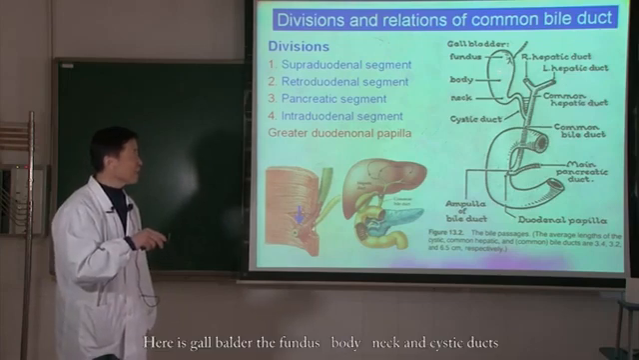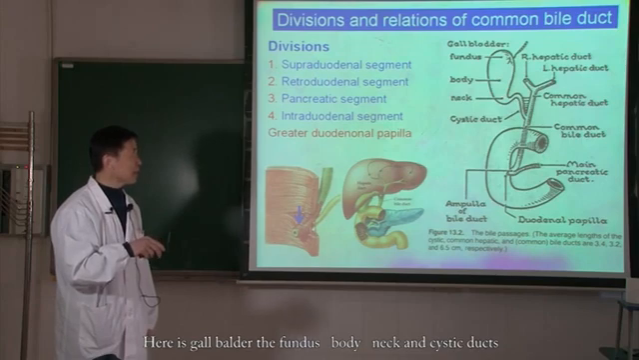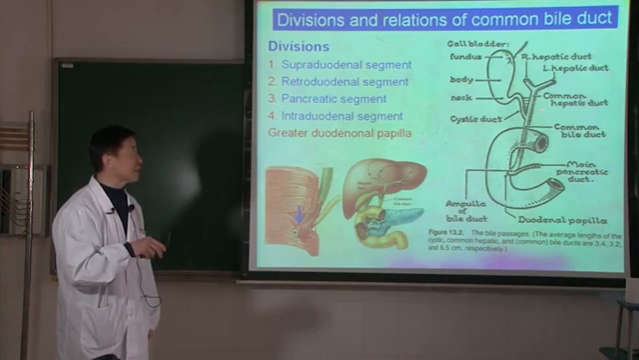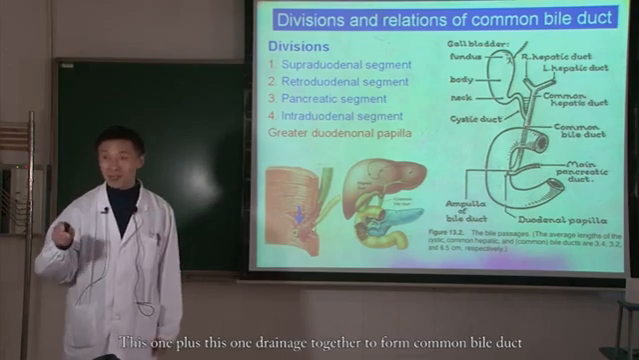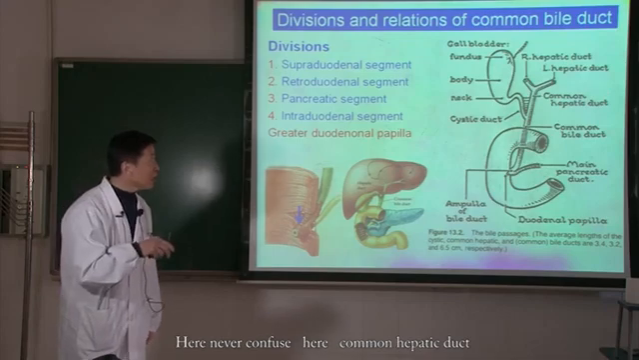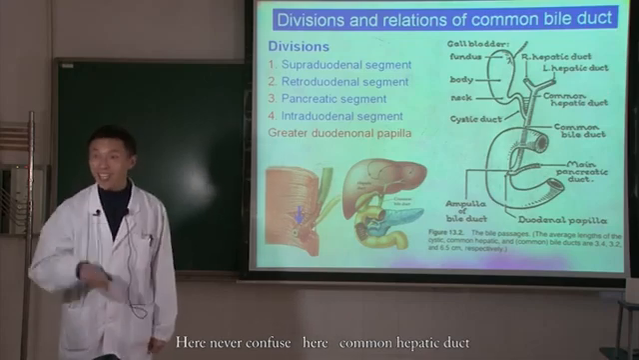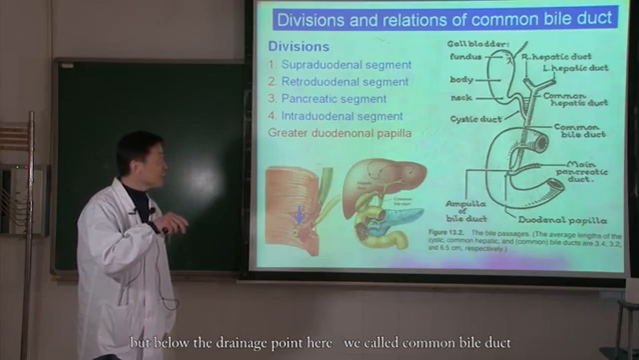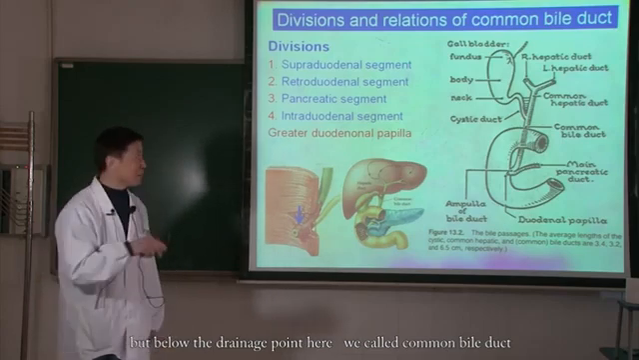Here is the gallbladder: the fundus, body, neck, and the cystic duct. This duct drains to the common hepatic duct. This one plus this one drain together to form the common bile duct. Never confuse: here we call it the common hepatic duct, but below the drainage point we call it the common bile duct.